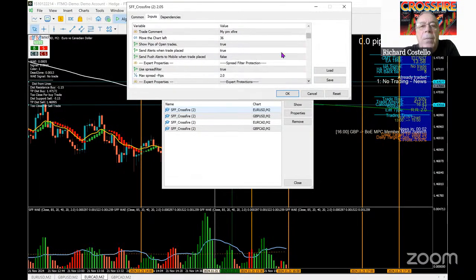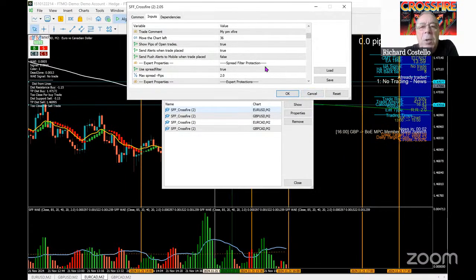The 36, which is the move the chart to the left, that just moves the current candle away from this wording here. When it comes out of the box, I think it's on 18. I've changed it to double that, so it keeps the candles away from all of this wording here. It just makes it easy to read.